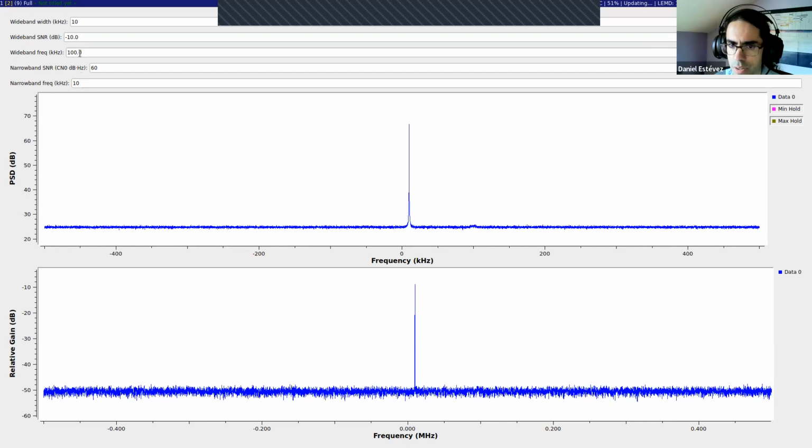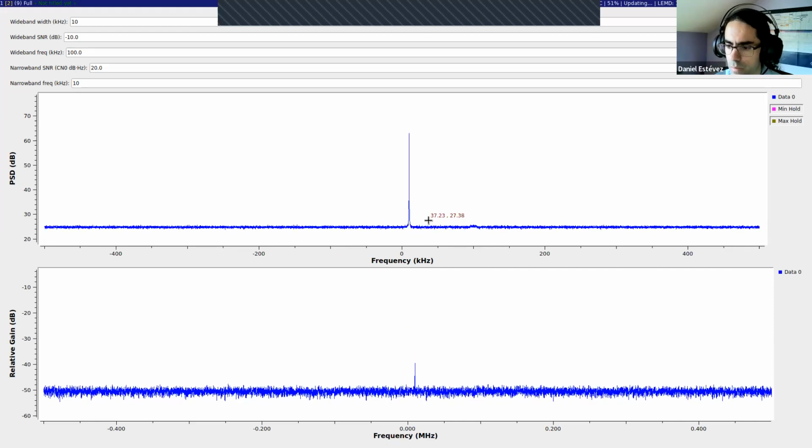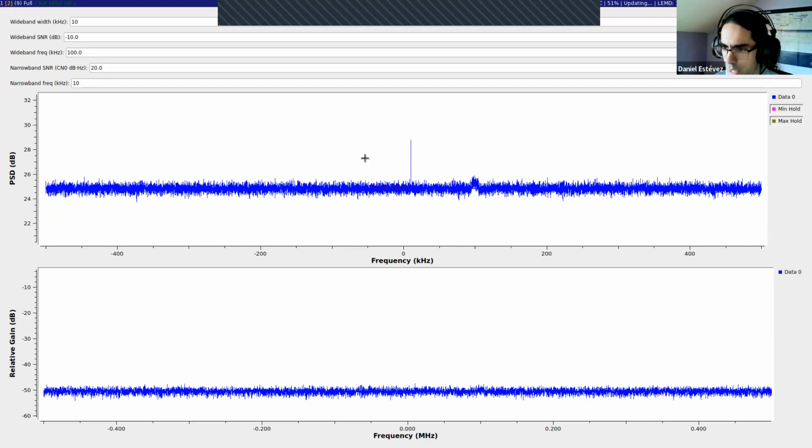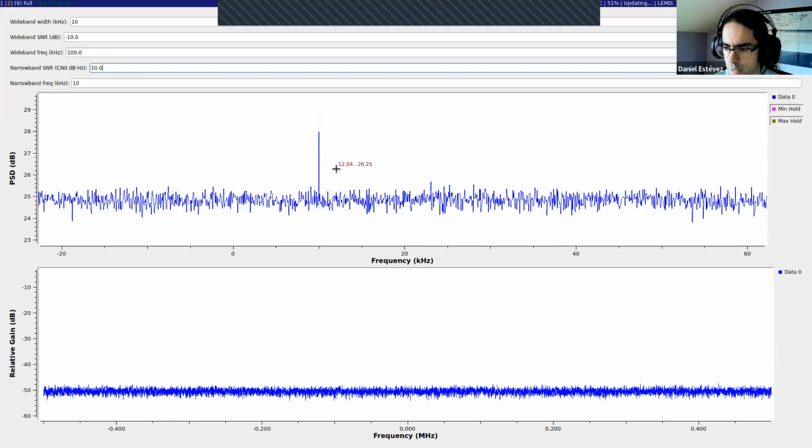And the same happens with the narrowband signal. So the narrowband signal, we want to drop this to 20 dBs. And we can see, let's wait for another refresh. Okay, this is completely clear. It can be seen here very, very well. Maybe I think I can go as low as 10. And let us see how 10 looks like.